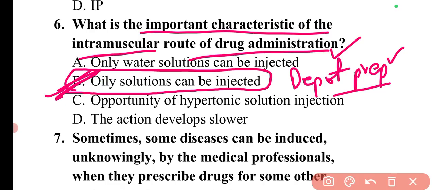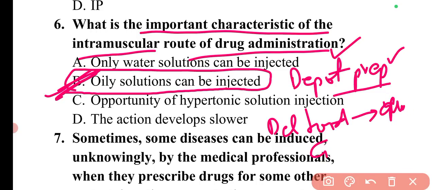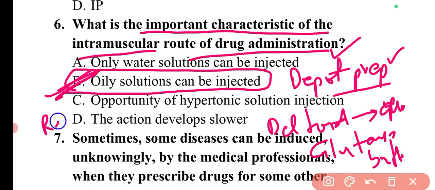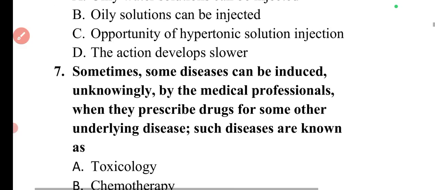So this is important. Apart from this, the intramuscular injection can be given to the deltoid muscle, which is in the upper arm. It can be given to the gluteus maximus muscle, which is in the buttocks, and it can be given to the rectus femoris, which is in the thigh as well. So these are the different sites where intramuscular injection can be given.